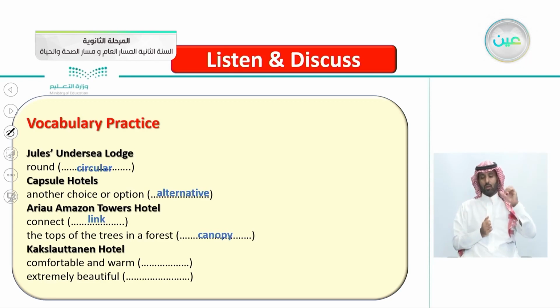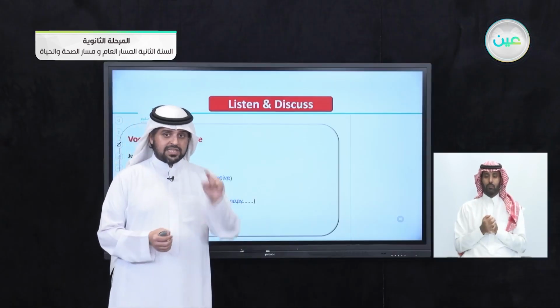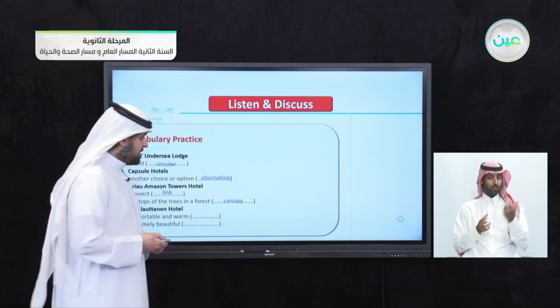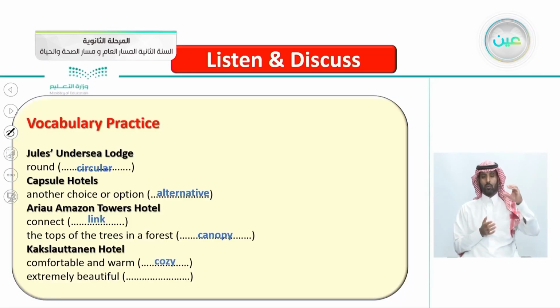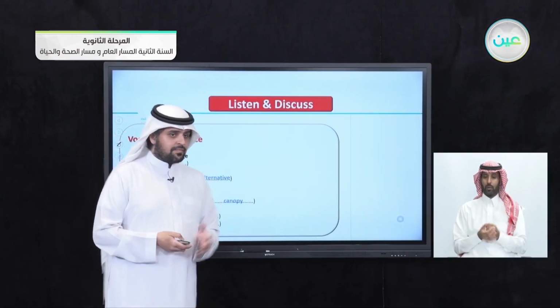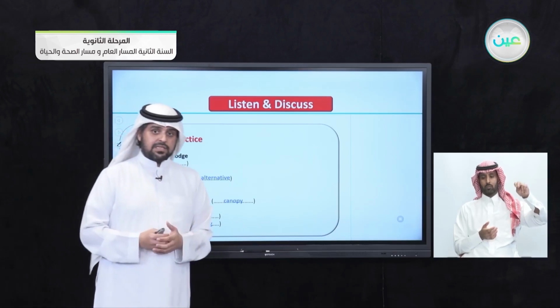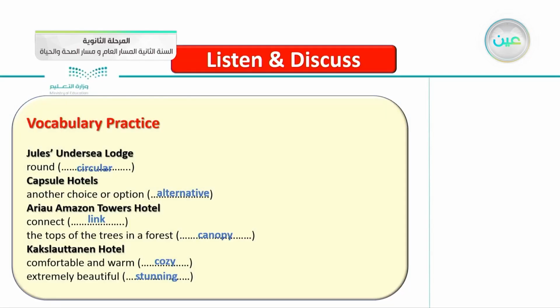In the last article, the Kakslauttanen Hotel, what is the word that means comfortable and warm? It begins with the letter C. Yes, excellent, it's the word cozy. And extremely beautiful? Yes, that's correct. It's the word stunning. When you describe something as stunning, it means that you admire it and that it's extremely beautiful.